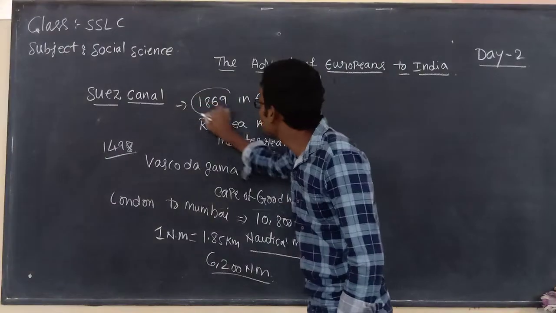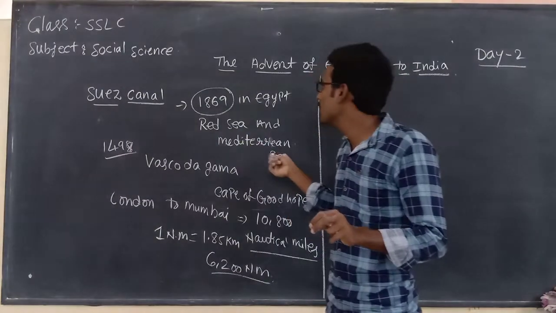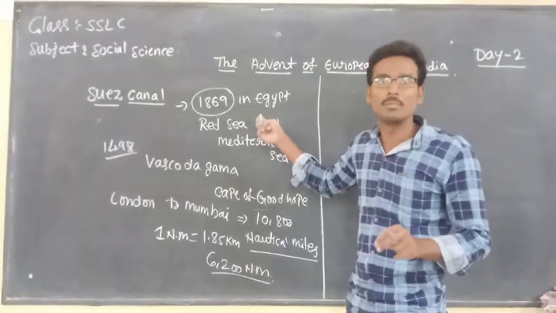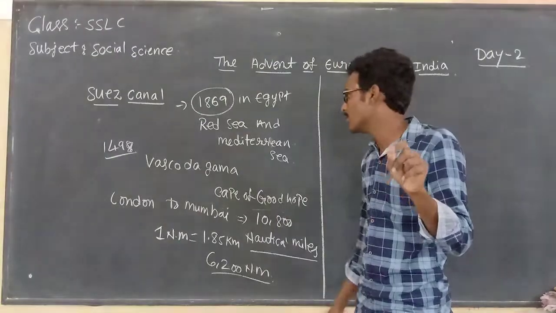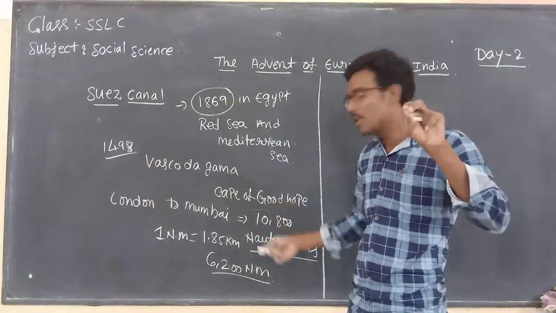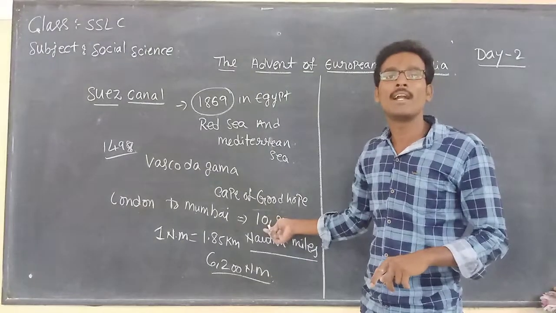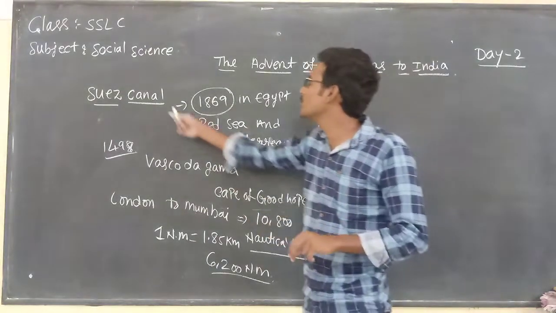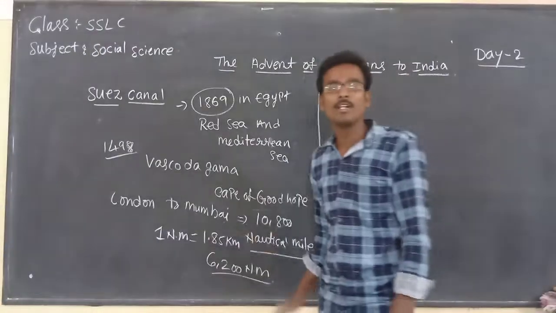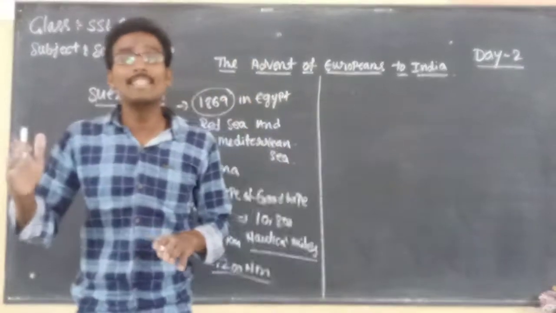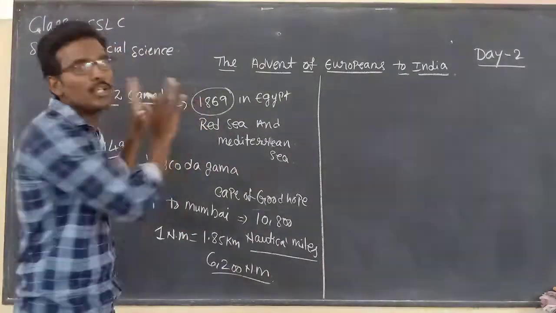Remember carefully, in the year 1869, this canal was constructed. This canal connects the Red Sea and the Mediterranean Sea. It is constructed in Egypt. Remember, 1 nautical mile equals 1.85 kilometers. Through the sea route discovered by Vasco da Gama, the distance between London and Mumbai is 10,800 nautical miles. If the ship travels through the Suez Canal, the distance is only 6,200 nautical miles. So the construction of the Suez Canal encouraged the Europeans to trade with the eastern countries. That is all about the topic Suez Canal.